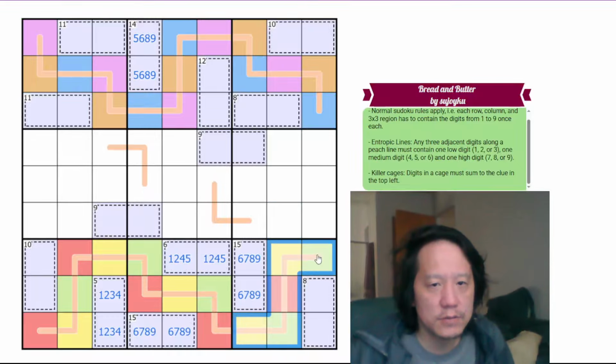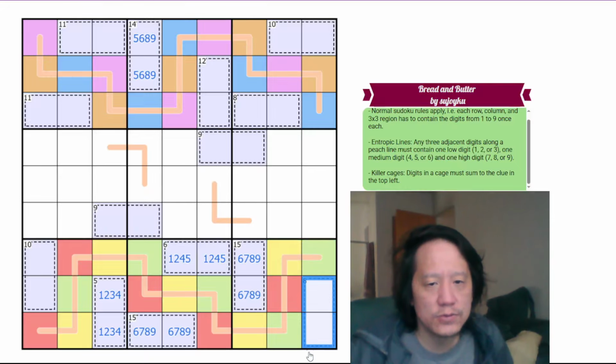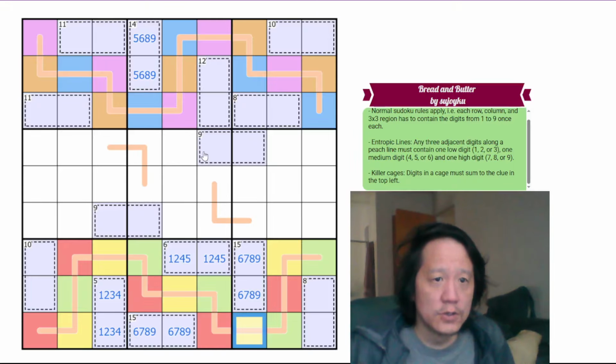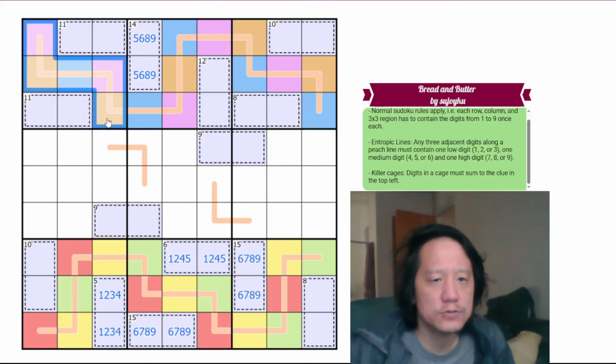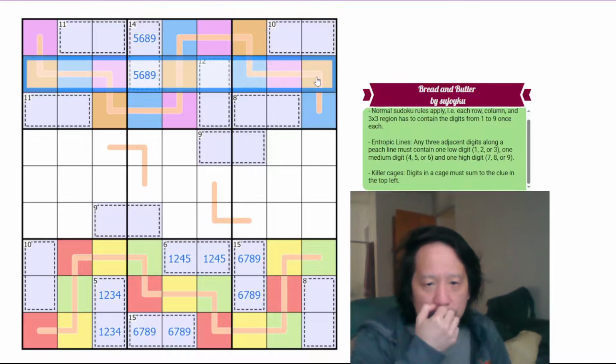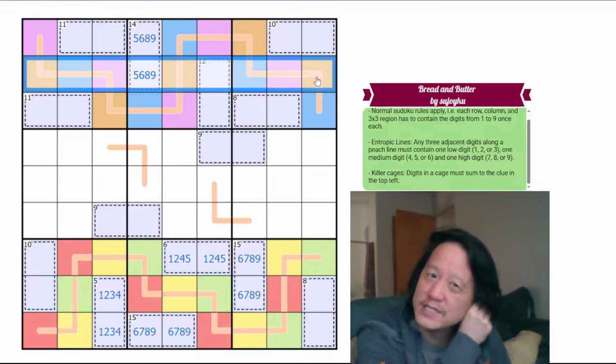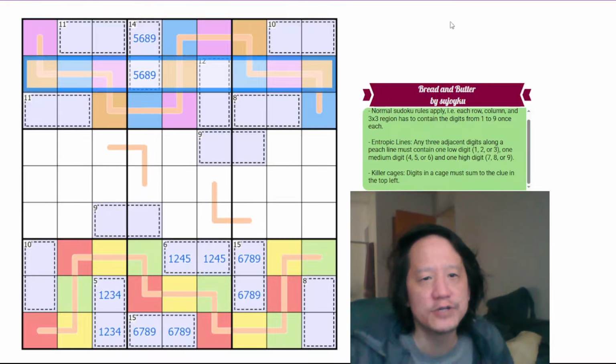Interesting. What does that tell us? I'm not sure. We have to have a 1 somewhere here. We know we have 3 orange digits in row 2. That's probably the most limiting factor here.